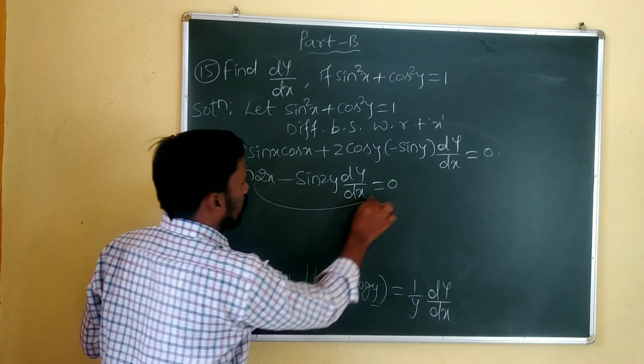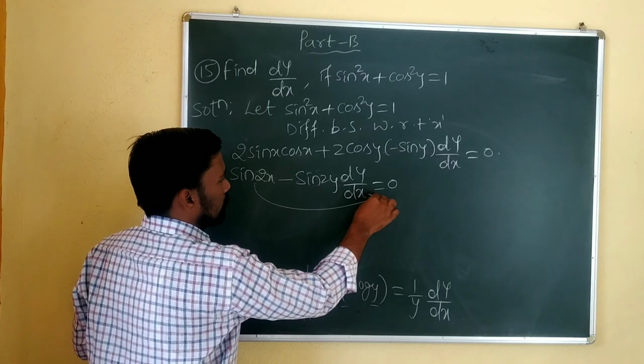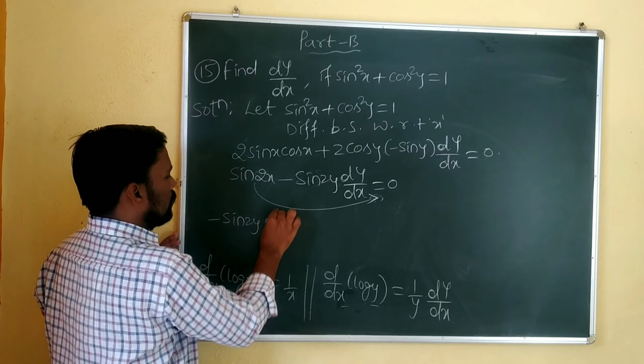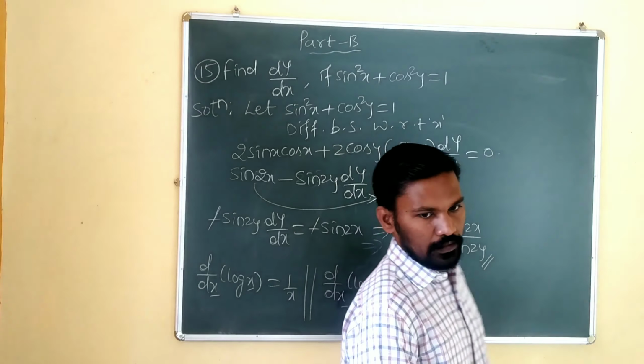Now take this plus sin 2x to the right hand side. Then minus sin 2y into dy by dx is equal to minus sin 2x. Okay, so we can cancel this negative sign on both the sides. Simply, dy by dx is equal to what? Sin 2x, take this sin 2y to the right hand side, becomes sin 2x divided by sin 2y. This is the derivative of the given function.